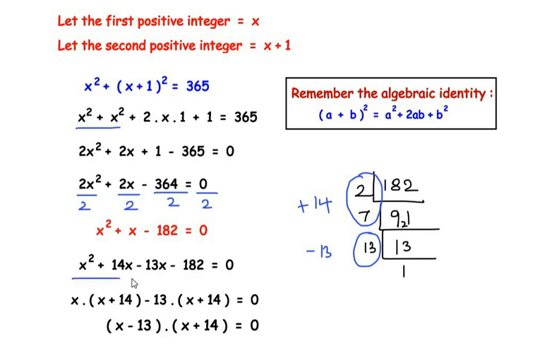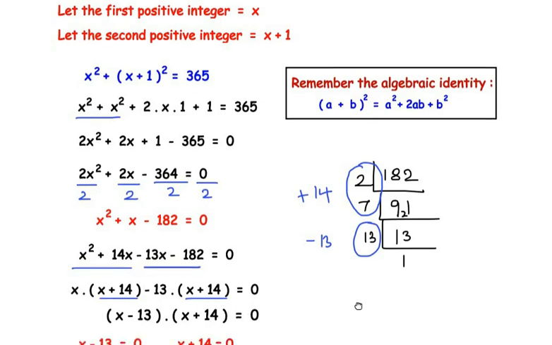Now we are going to group the first two terms and the last two terms together. Now from the first group, x is a common factor, so we have taken it out, and inside the bracket remains x plus 14. Now from the second group, negative 13 is a common factor, and inside the bracket remains x plus 14 equal to 0. Now from this equation, x plus 14 is a common factor, so we have taken it out, and the other factor is going to be x minus 13 equal to 0.